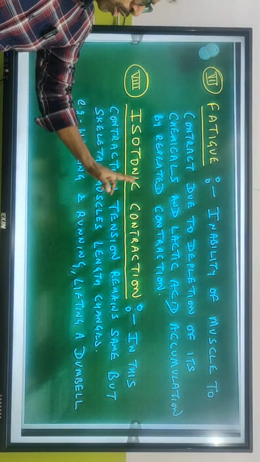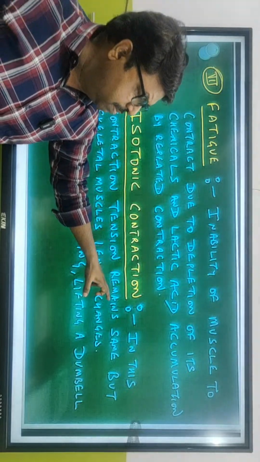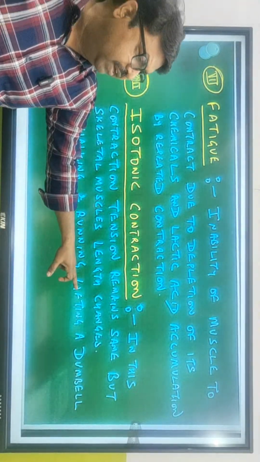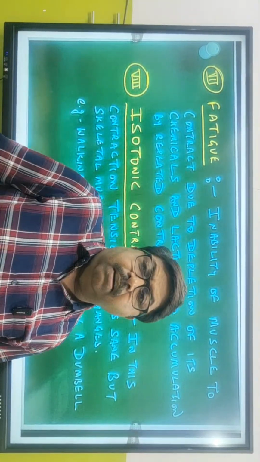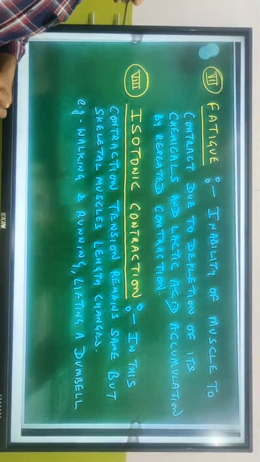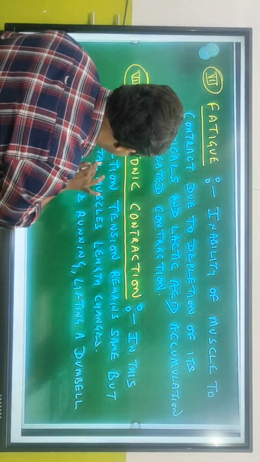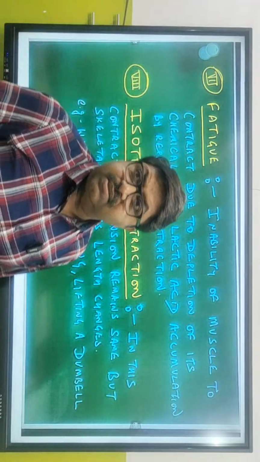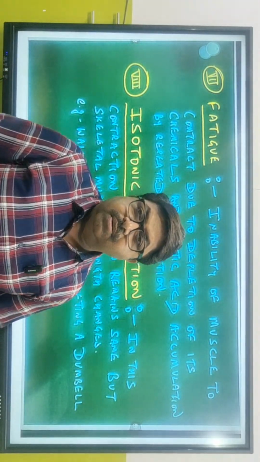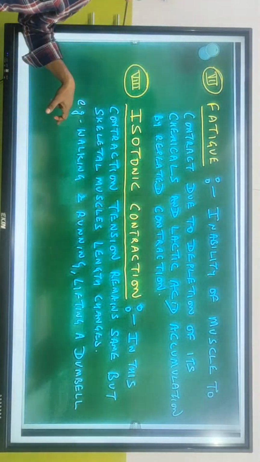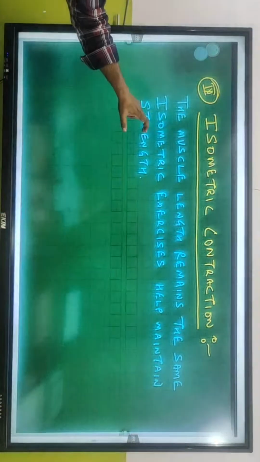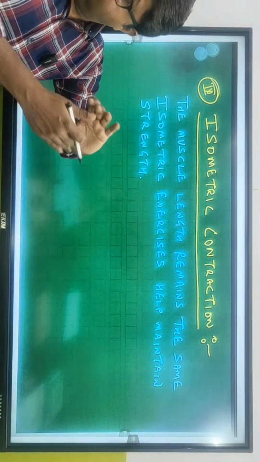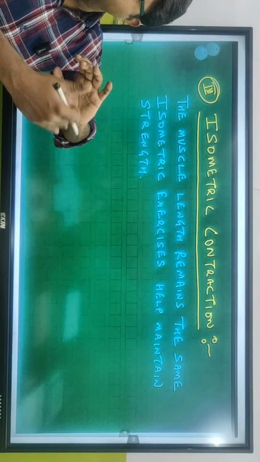व्हाट इज दिस? आइसोटोनिक कंट्रैक्शन में क्या होगा? In this contraction tension remains same but skeletal muscle length changes. Walking and running, lifting a dumbbell. बोलो डंबल को लिफ्ट कर रहे हो तो क्या होगा? टेंशन रहेगा या नहीं रहेगा? In this contraction tension remains the same but skeletal muscle length changes. Muscle length changes. आइसो क्या है? टोनिक कंट्रैक्शन, आइसोटोनिक कंट्रैक्शन। What is isometric contraction? The muscle length remains the same. आइसोमेट्रिक, मीटर मतलब मीट्रिक, मीटर से आ गया। Change, there is no change in the length.